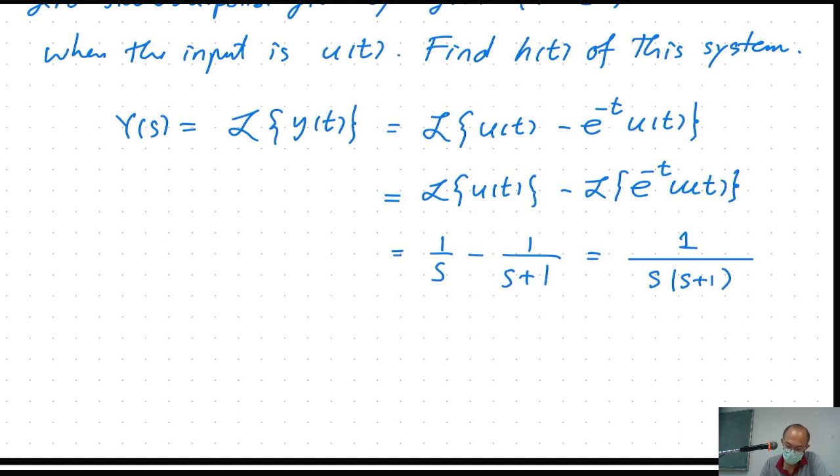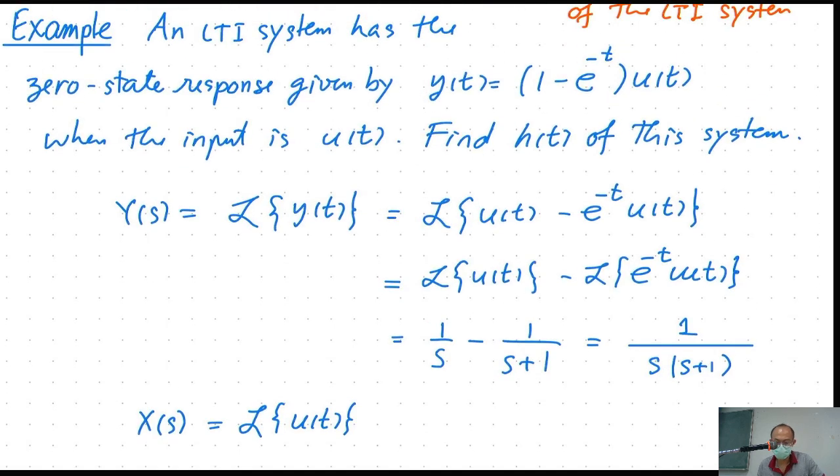Okay? Now, what about x? X is the Laplace transform of ut, right? Because the question tells us that the input is the unit step signal. So in the S domain, it's just the Laplace transform of ut, which we know is 1 over s. Okay, it is 1 over s.